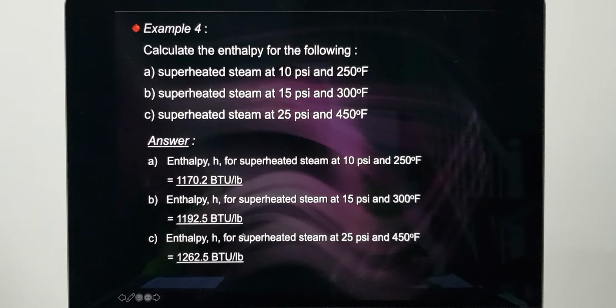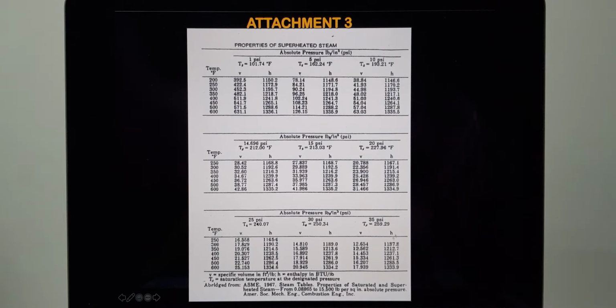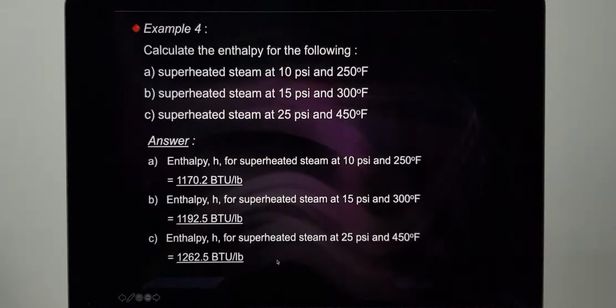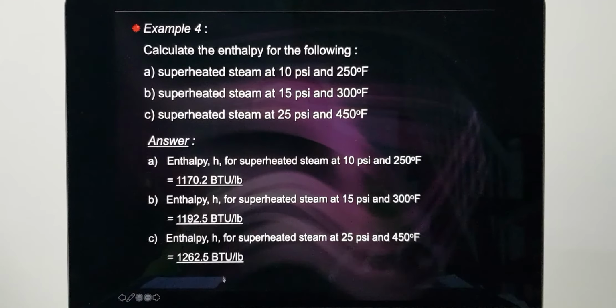Alright, now let's move on to the enthalpy of superheated steam at 25 psi and 450 degree Fahrenheit. Alright, 25 psi, 25 is the last table, the bottom one, and the temperature is at 450. Okay, 450 degree Fahrenheit. Then we move on to the enthalpy, which is 1262.5. Okay, and don't forget to put in the unit. It's supposed to be in BTU per pound.